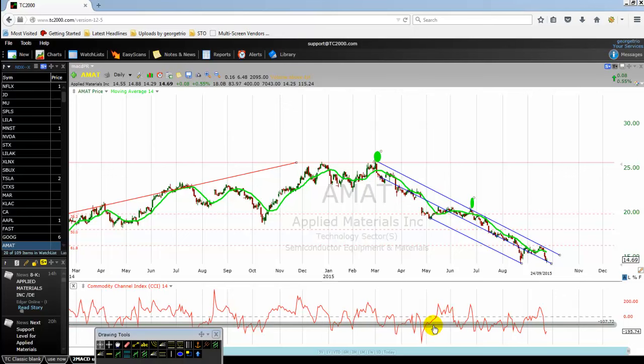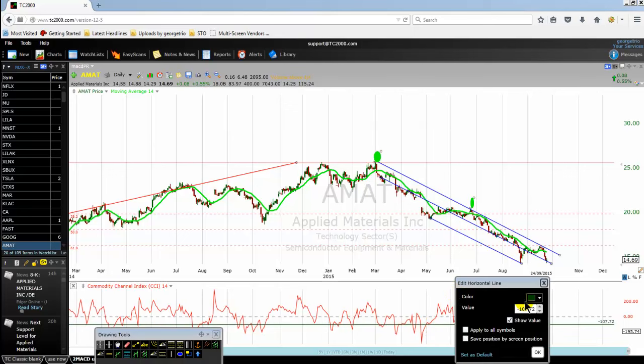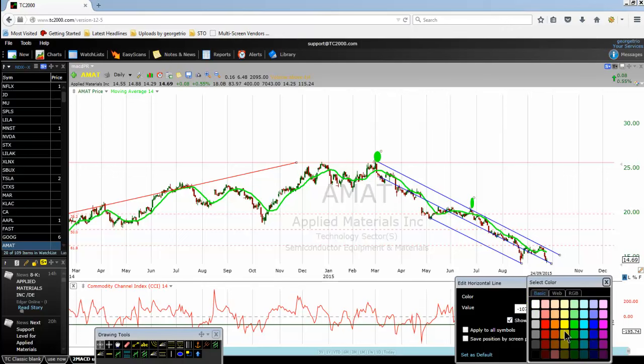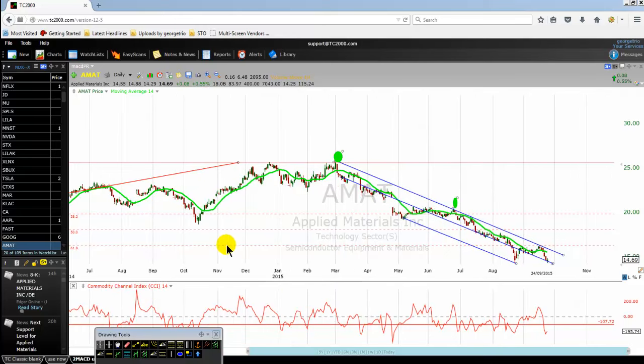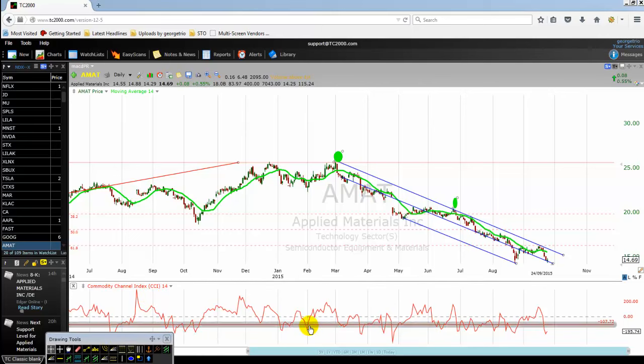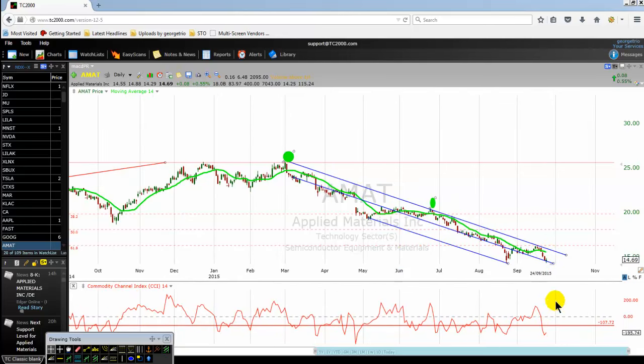First things first, what is the oversold CCI? The commodity channel index is comparing the price to a specific moving average. Because we are using the CCI period 14, it is comparing this MAT stock to its moving average period 14. So the green line that we have on the chart here is the moving average 14. The CCI period 14 is comparing the price to the moving average 14, okay?